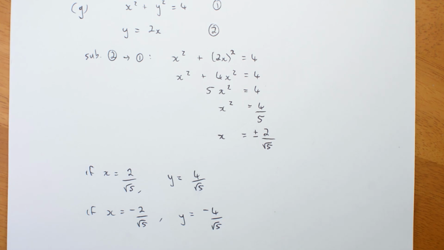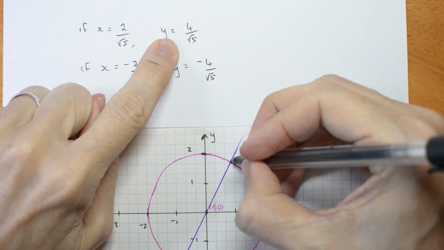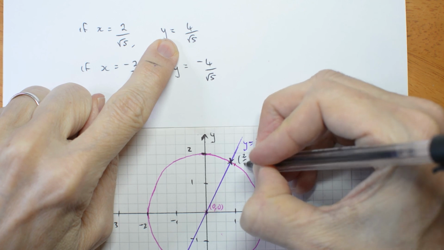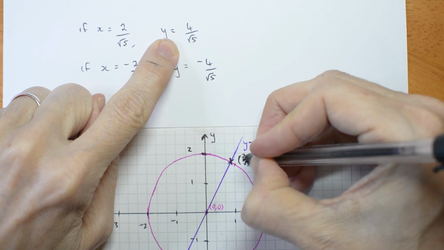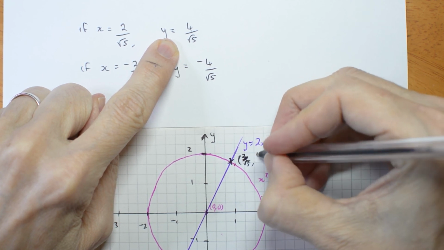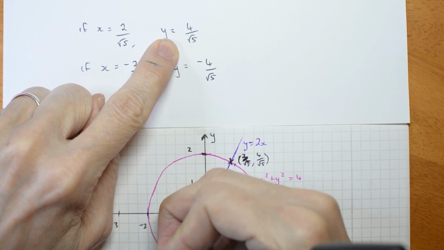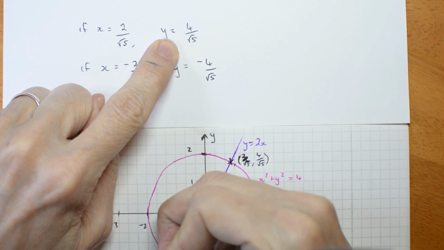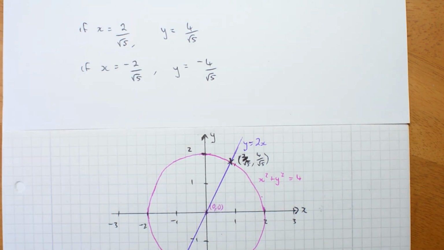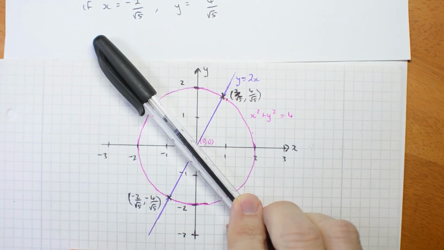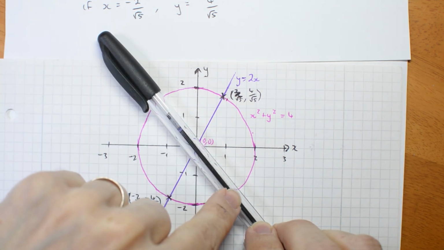Let's see if we can put those points on the graph. So, if x is 2 on root 5, y is 4 on root 5. Mark. 2 on root 5 is getting a little bit ugly for this fat pen. I like wide nib pens, but this is getting a bit hard. 4 on root 5. And this one down here is negative 2 on root 5, negative 4 on root 5. Notice, if this line had gone this way instead, I would have had a negative x and positive y, and a positive x and negative y. Be careful.